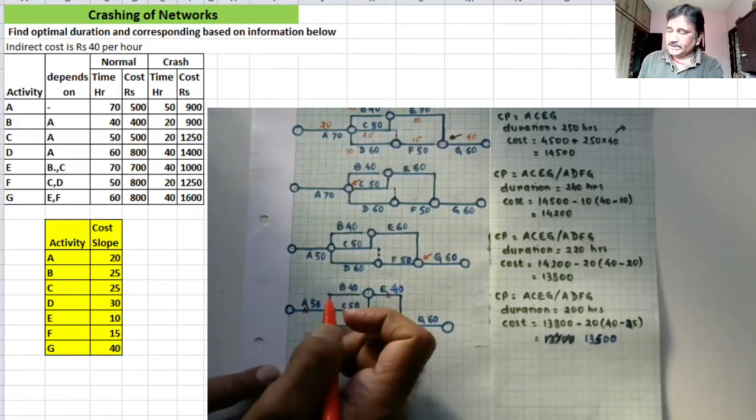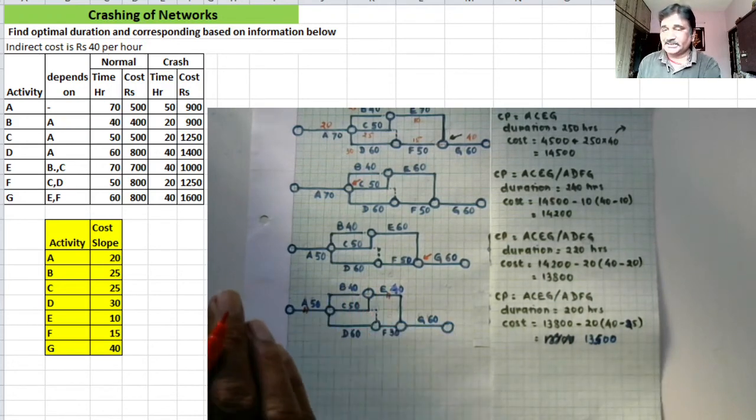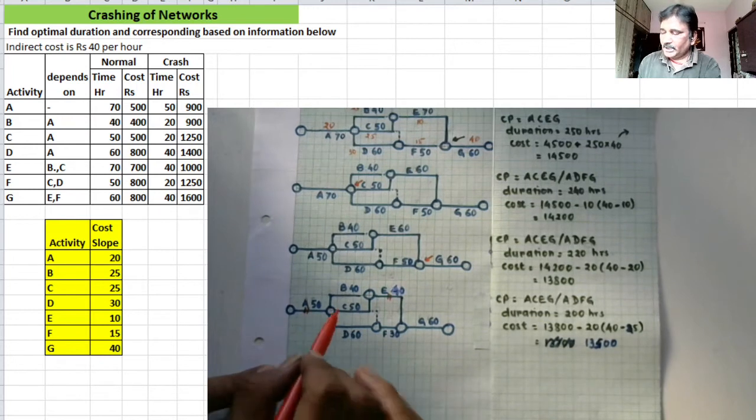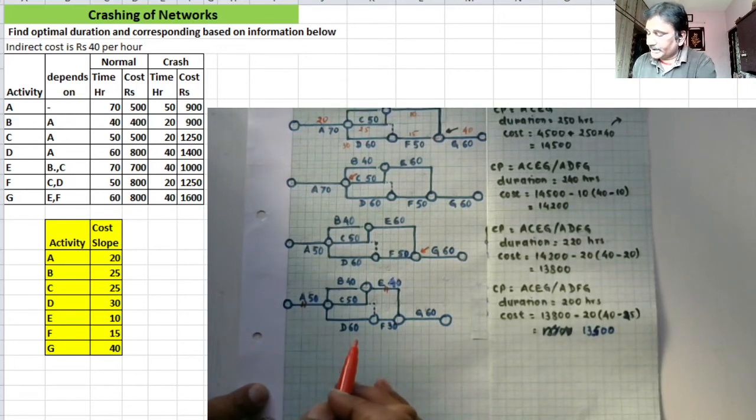But before that, let's talk of activity B. Can we crash it? No, because it is not on the critical path. Activity C, can we crash it? Activity C can be brought down from 50 to 20. So should we crash it? Can we crash it or not?